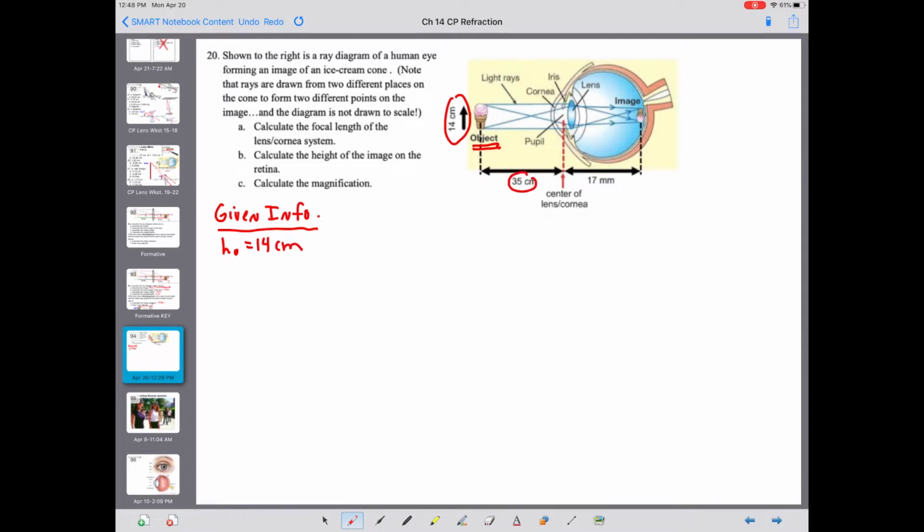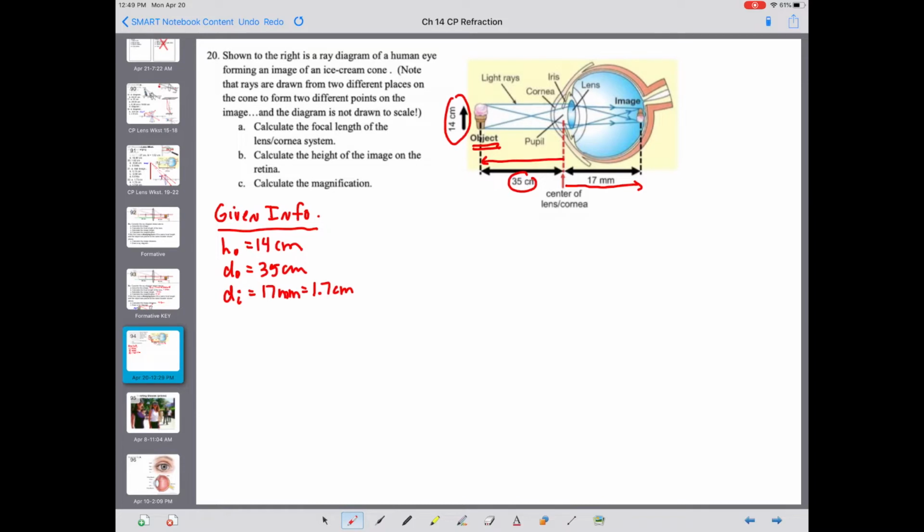You have the 35 centimeters, which would be your distance from the lens going out to where the object is. So that would be D sub O. You have the 17 millimeters. That's the distance from your lens and cornea system to the retina, which is where the image forms. So that would be D sub I. That is given in millimeters. I'm going to convert it into centimeters, so that would be 1.7 centimeters. Always check to see if you have conversions to do.